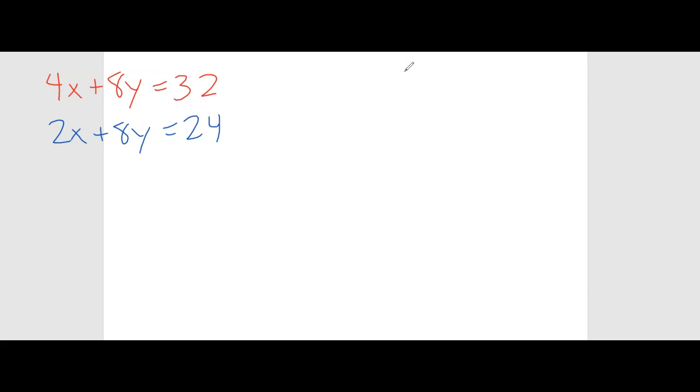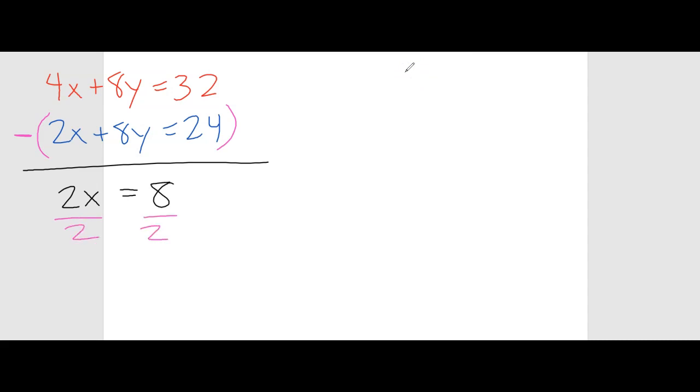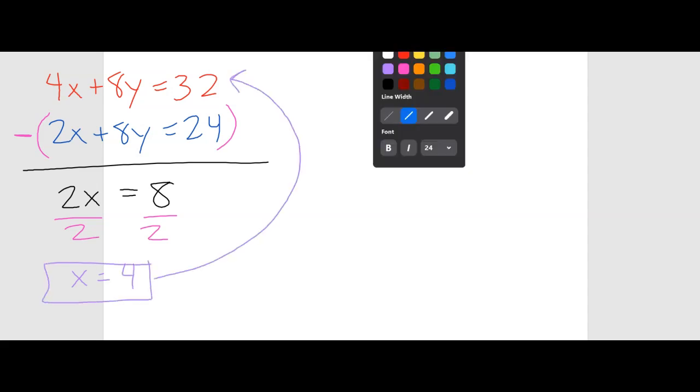And it's actually really nice, right? Because we already have two coefficients that are the same, the y's. So we can go ahead and subtract these equations and immediately eliminate the y values. So let's go ahead and do that. 4x minus 2x gives us 2x. 8y minus 8y is 0y. And 32 minus 24 is 8. So we've easily eliminated the y's. Divide by 2 to solve for x, and x is equal to 4. Let's go ahead, substitute that into the first equation.